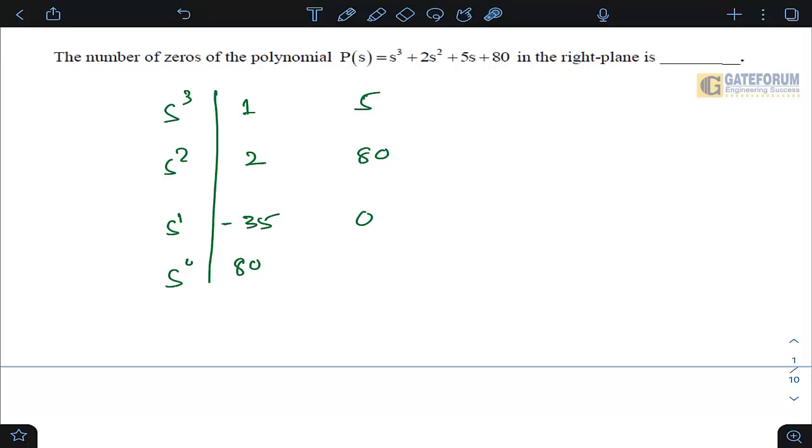So the number of roots lying on the right half S plane depends on how many sign changes there are, right? There are two sign changes. One is positive to negative, another is negative to positive. So two sign changes are happening. It means that two roots of this equation are lying on the right half of the S plane. So this answer has to be 2. In left half 1, right half 2. So the answer is 2 for this.